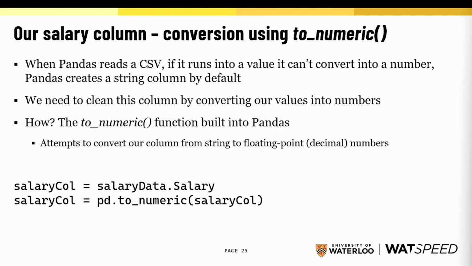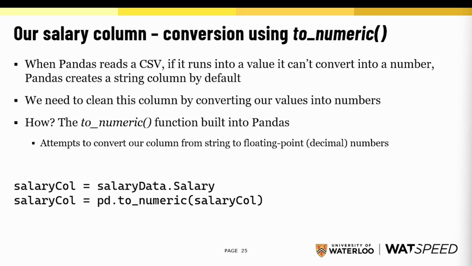So let's return to our salary column. When Pandas tries to read a CSV, if it runs into a value that it can't turn into a number, Pandas will store those values as strings, as text data. So in order to clean this column, we need to turn this entire column into numbers. How can we do this? Thankfully, Pandas has a built-in function called to_numeric. We pass the to_numeric function a column, and Pandas will try to convert that column into floating point or decimal numbers.